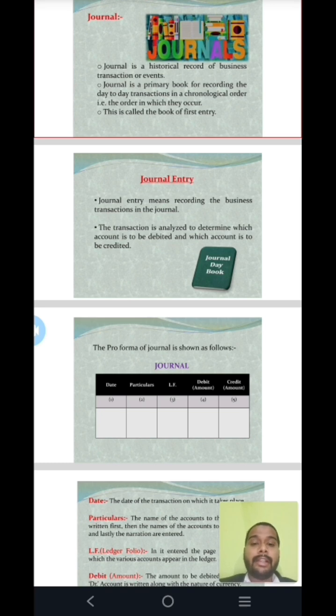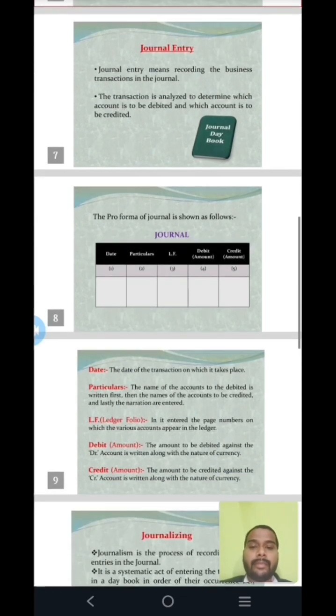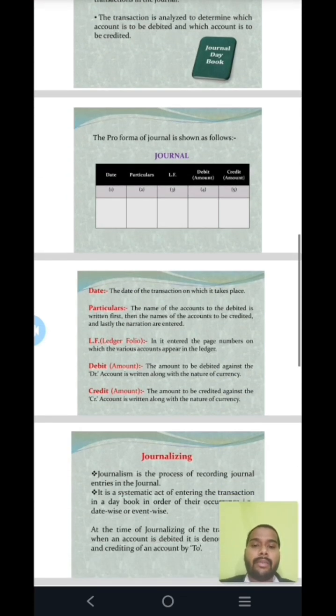The transaction is analyzed to determine which account is to be debited and which account is to be credited. Journal entry shows which account is debited and which account is credited. In a journal there are many entries. The format of a journal is shown as follows: first is date and particulars, then LF (ledger folio), debit amount and credit amount.